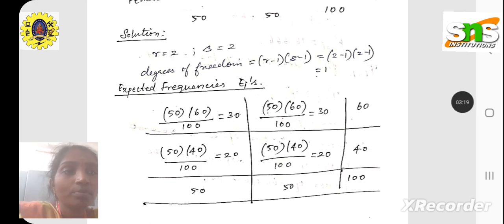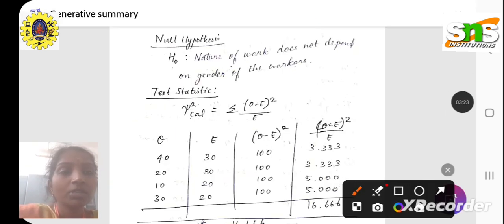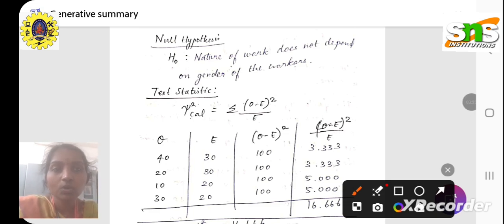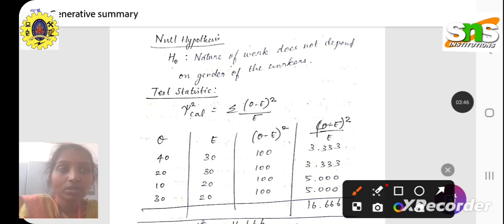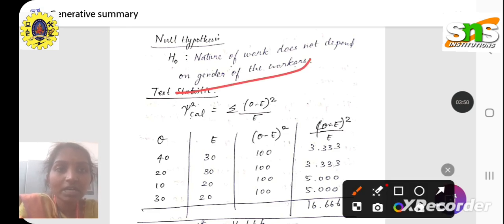Moving on to the problem, the first step is to set up the null hypothesis. What is our null hypothesis? H naught: the nature of work does not depend on the gender of the workers. Usually, the null hypothesis means there is no significant difference between the given two attributes, but here, as per the question, we note it as: the nature of work does not depend on the gender.